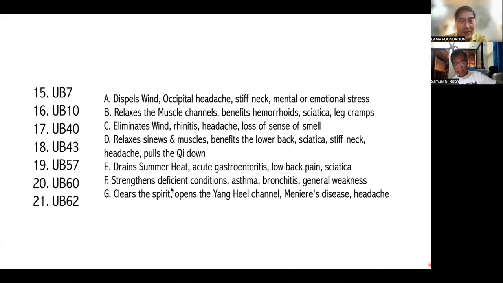Okay, so number 20, Bladder 60. Ang Bladder 60 ko po is relax sinews and muscles, benefits sa lower back, and sciatica, stiff neck, headache. Okay. Letter D po siya. Marami pong nag-i-stiff neck, lalo na pag office worker, tapos yung computer screen mababa, hindi eye level. Bladder 60, try it.